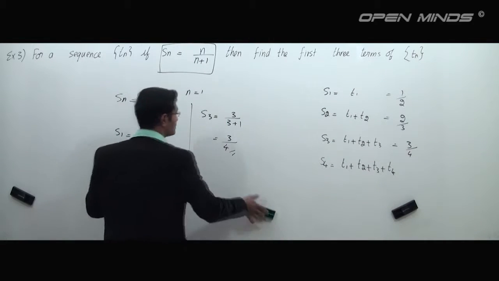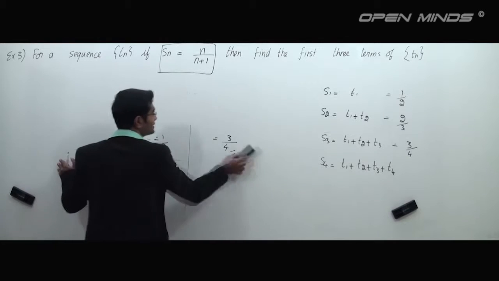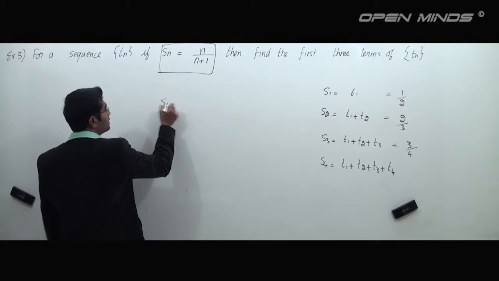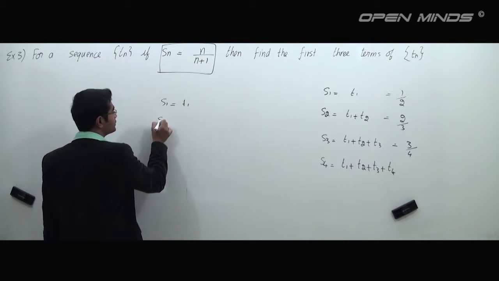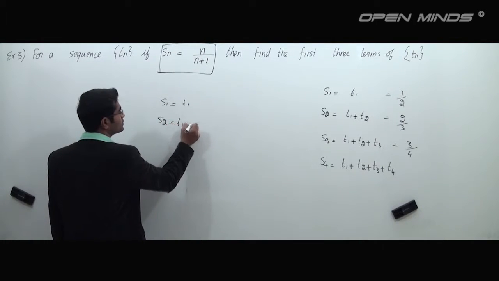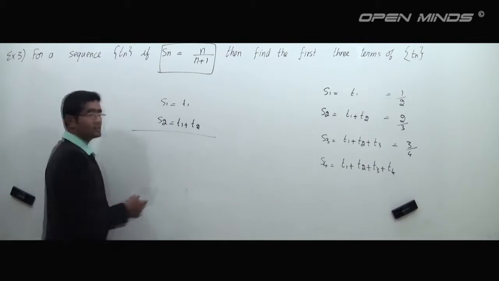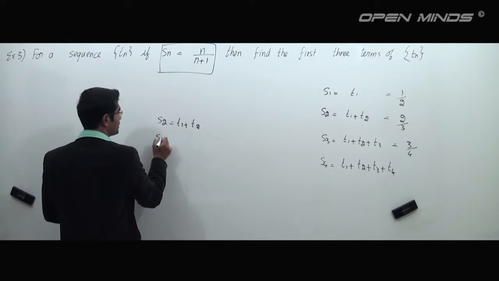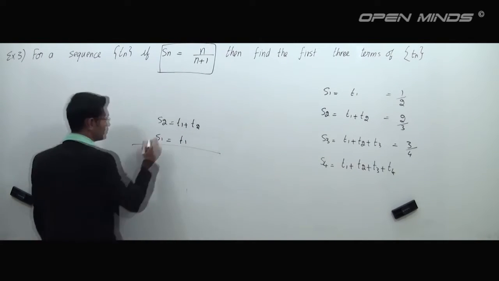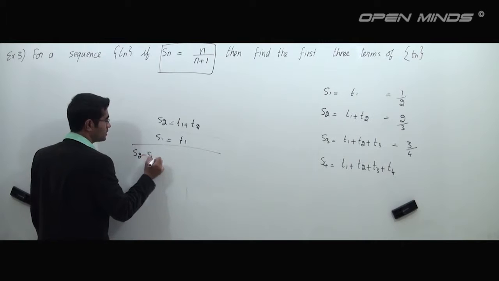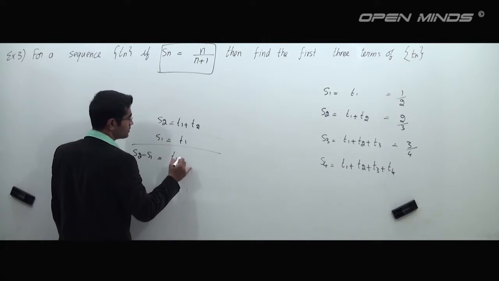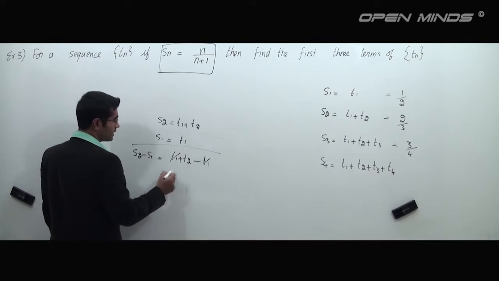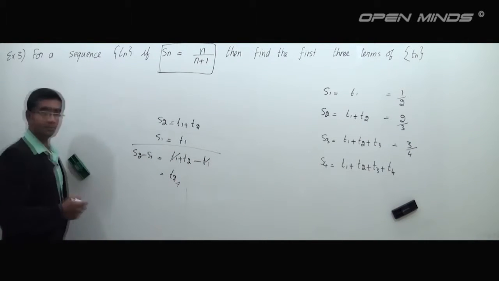Okay, now keep this in mind. Now come back to how we find T1, T2 and T3. S1 is nothing but T1, and S2 is nothing but T1 plus T2. If I subtract S1 from S2, I get S2 minus S1. On the right hand side it goes like T1 plus T2 minus T1, so that goes off. So what I get is T2, the second term.